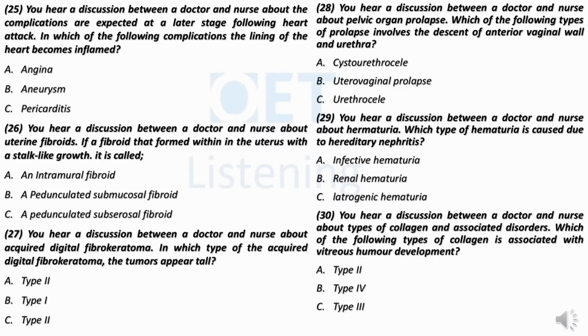Pedunculated fibroids are attached to the uterine wall by a stalk-like growth called a peduncle, which is the main difference between pedunculated fibroids and other fibroids. If a pedunculated fibroid forms in the middle muscle layer or myometrium of the uterus, then it is called pedunculated submucosal fibroid. And if it forms outside the uterus, it is called a pedunculated subserosal fibroid.